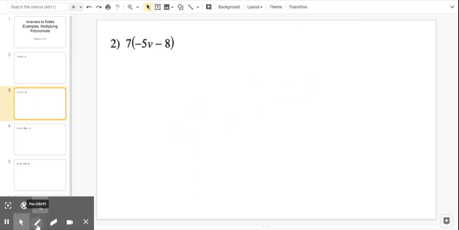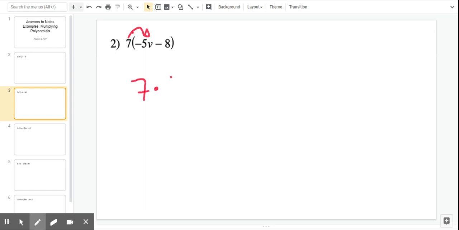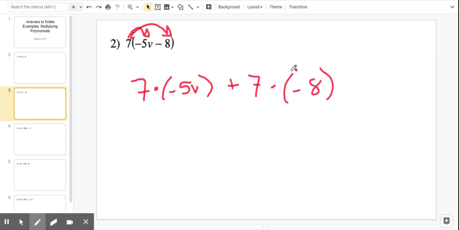So next one is the same kind of thing. We have another monomial. In this case, the monomial is just a constant, so this is just regular distribution. So we take 7, we multiply by negative 5v. I put it in parentheses because it's negative and I don't want it to look like subtraction. And then we have plus 7. 7 is positive, so we keep it positive, times negative 8. Again, I'm going to put that in parentheses because I don't want this to look like subtraction.